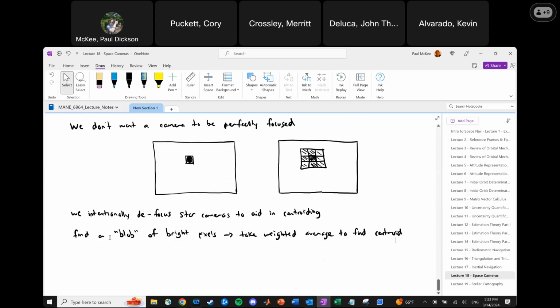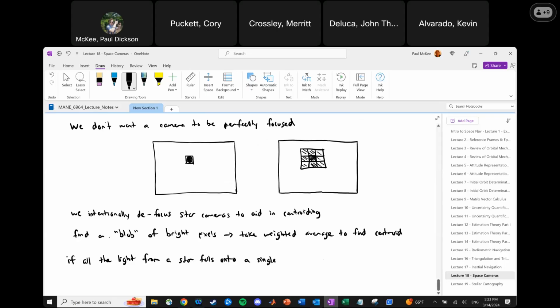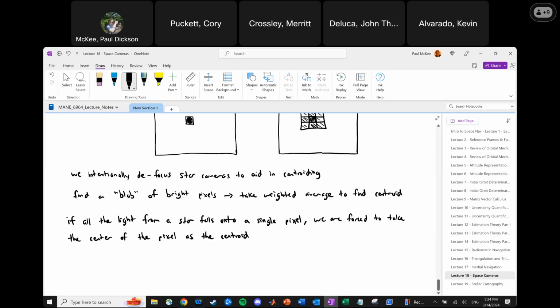Let's see. I have a few notes that I didn't see on my next page that I just said, but I want to make this a little bit more explicit. If all the light from a star falls onto a single pixel, we are forced to take the center of the pixel as the centroid. However, if we intentionally blur the image, we have a point spread function to work with.